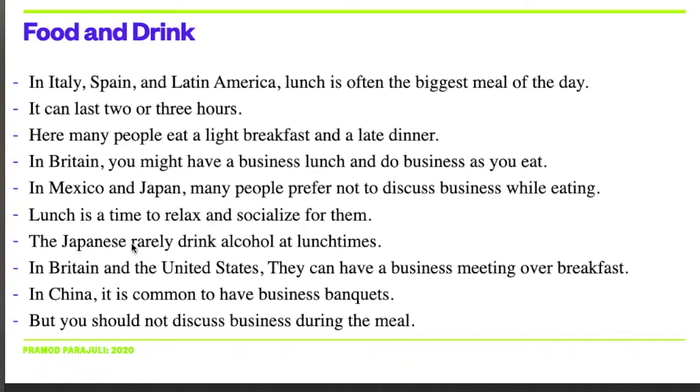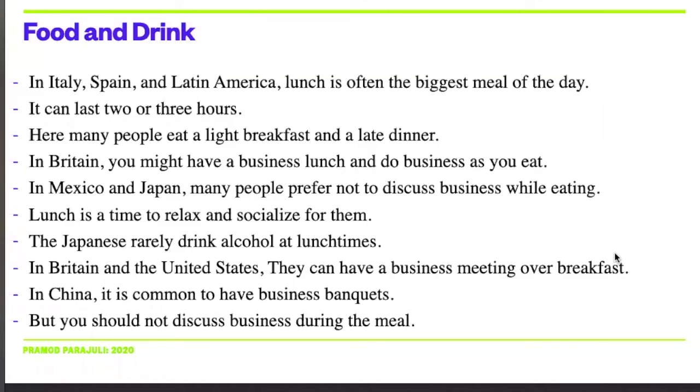And another thing that you have to notice over here is the Japanese rarely drink alcohol at lunchtime. But some Europeans or Americans, Mexicans, they prefer it. In Britain and the United States, they can have a business meeting over breakfast. See a difference. Like in Britain, business lunch is also there. In Britain and the United States, they can have a business meeting over breakfast. It means at the time of breakfast, you can have that meeting also.